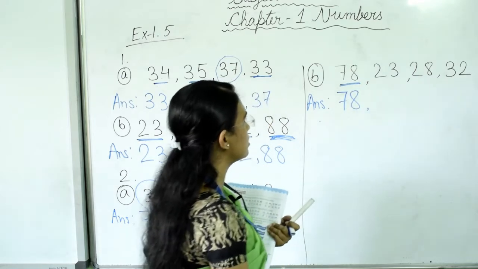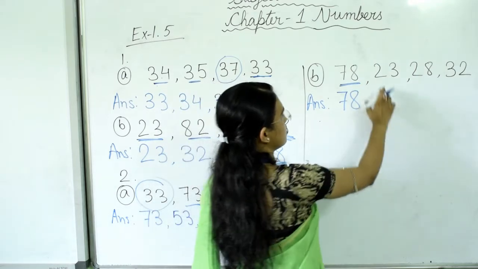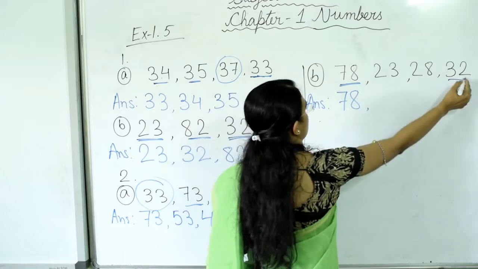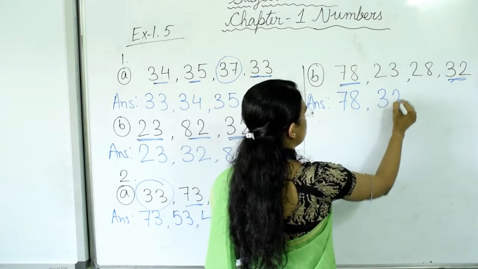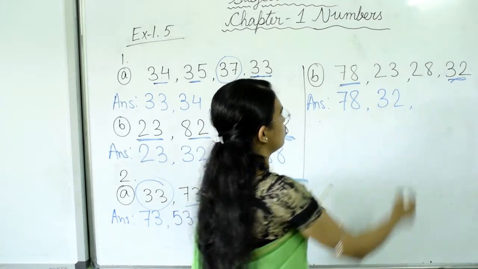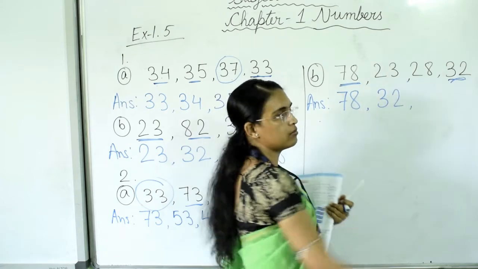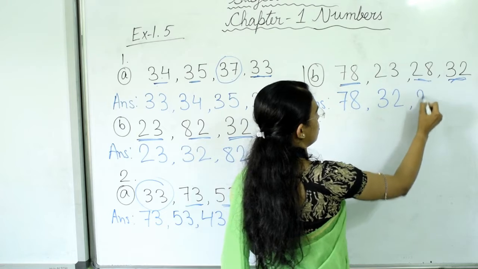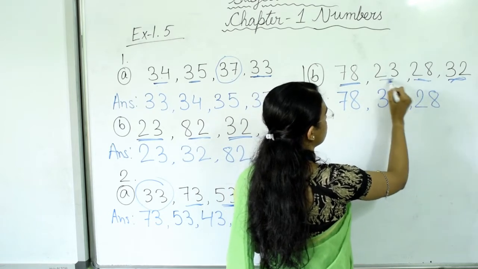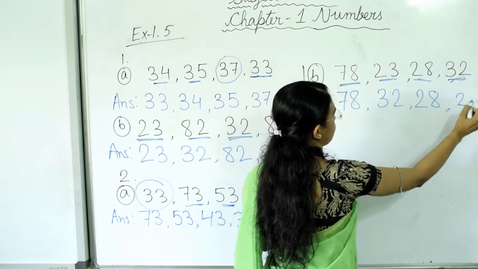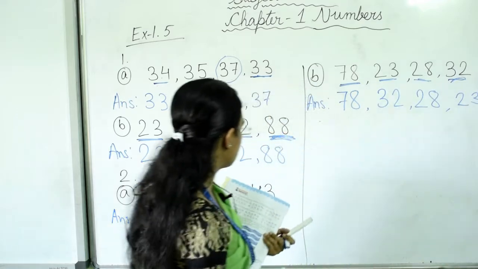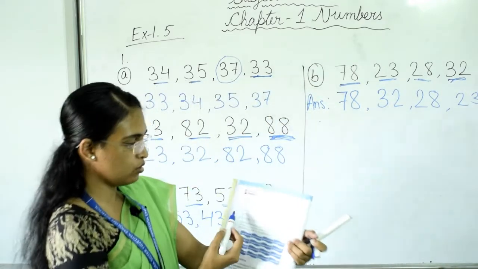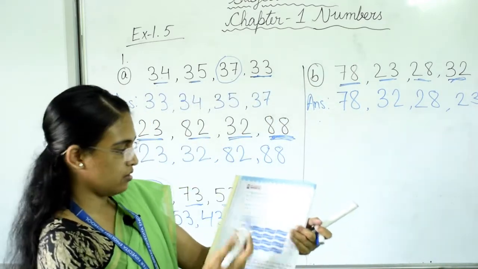Then after that, the second biggest number is 32. So we have to write 32. Then after this, 23 or 28. Among these 2 numbers, which one is the third biggest number? Yes, 28. Then we have to write 28 and the last one is 23. Okay, in this way you have to do the rest of the sums.